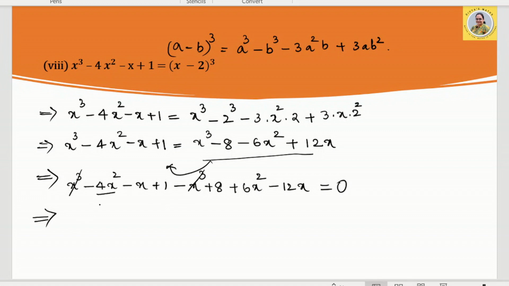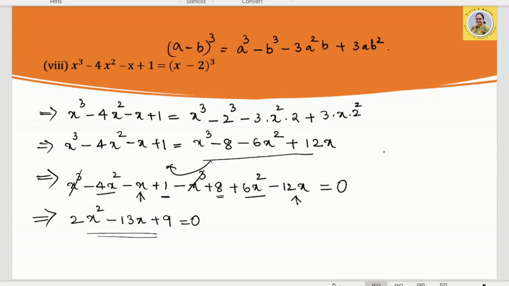x square terms you have minus 4x square and plus 6x square. So you will get 2x square. And x terms you have minus x and minus 12x. So which is minus 13x. Constant terms you have plus 1 and plus 8, which is plus 9. That is equals to 0. So this is the equation that we have got.